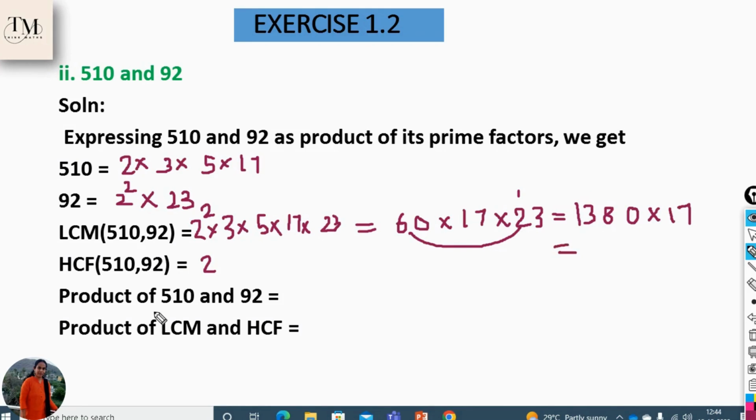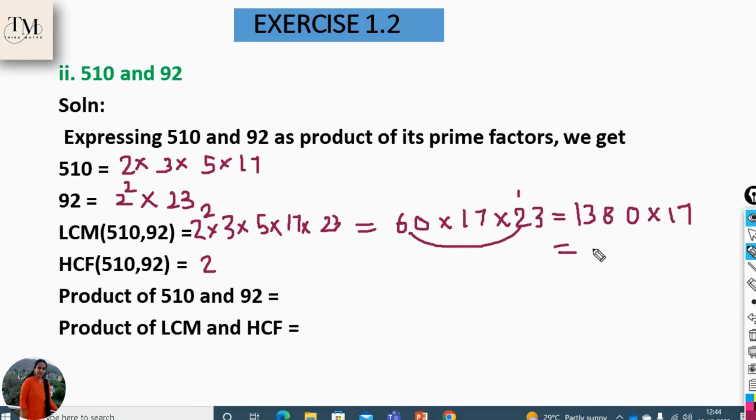So what is the product of 510 and 92? Okay. So we can calculate some values here. So can you calculate? So let us calculate the lines in the next slide. Let me check now. So what is the product of 510 and 92? We have to find next the product of LCM and HCF. So I will give the answer. Let us check whether it is true or not. Okay.